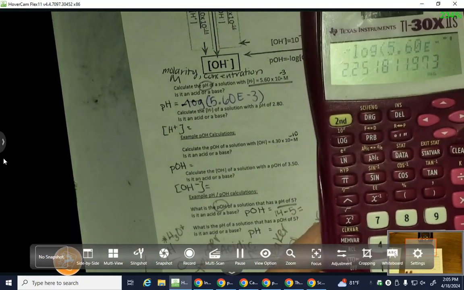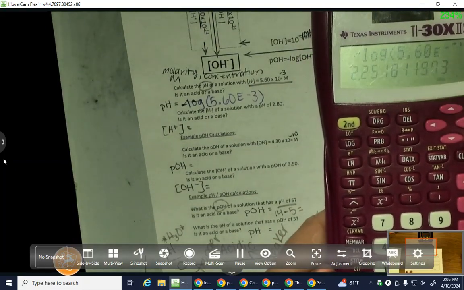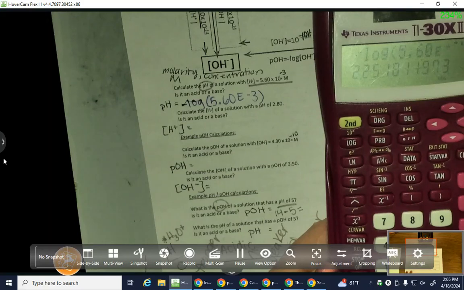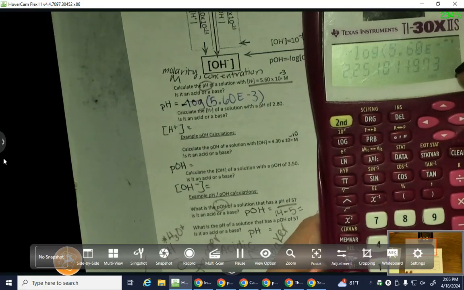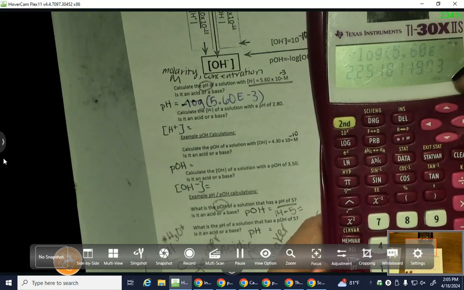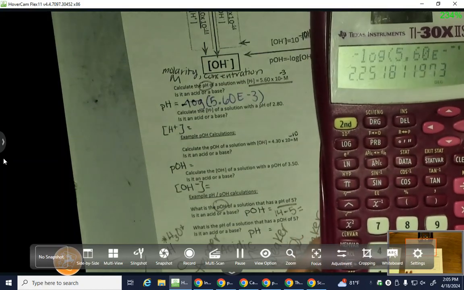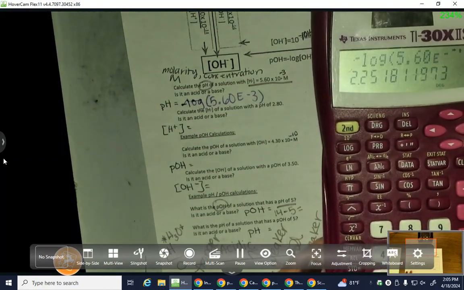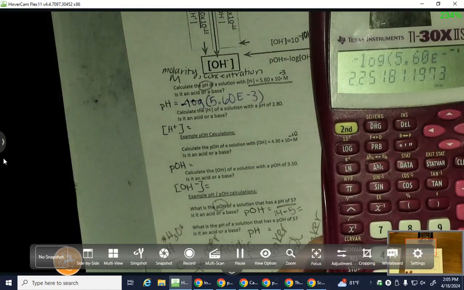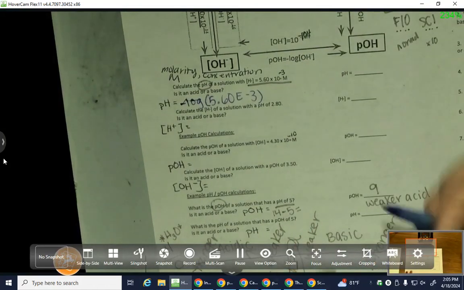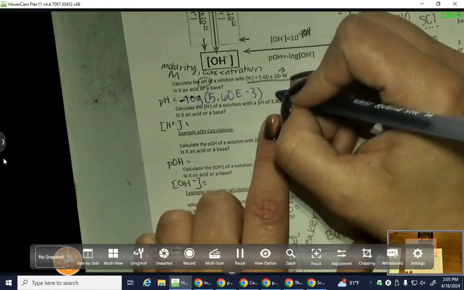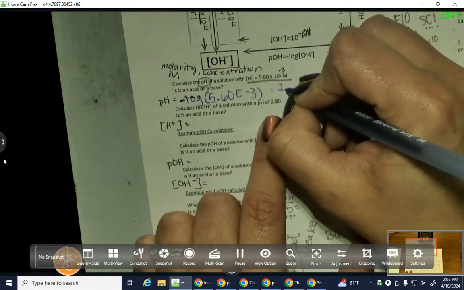The answer that I got was 2.25. If your calculator is in scientific, it has an extra little spot there. As long as it says times 10 to the 0, you don't have to include it. Otherwise, include it. So I got 2.25. We'll just go to 2 decimals. There's a certain way that we're supposed to be rounding, but don't worry about it. So this will be 2.25.